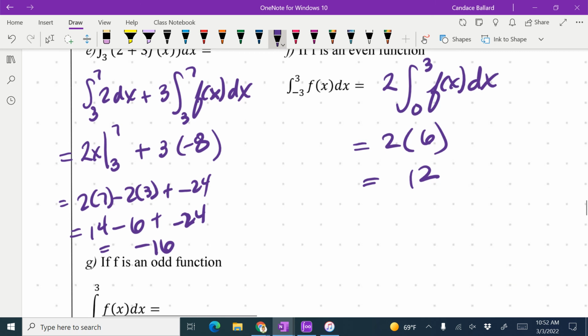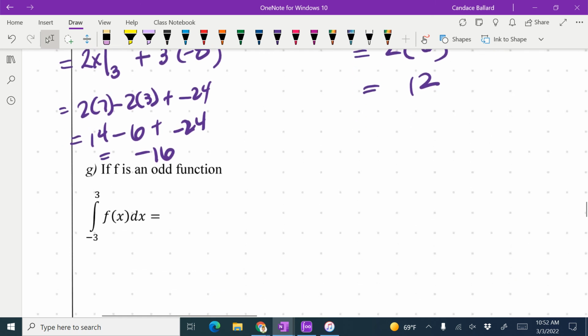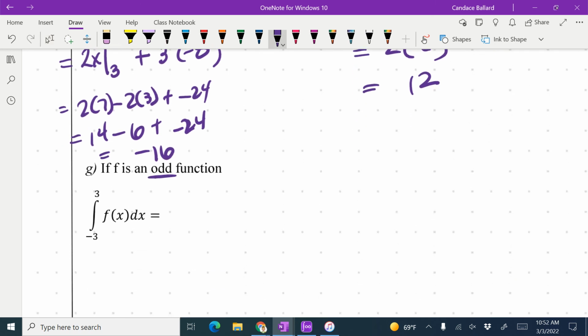Okay, it's the same in G, except they switched it to the word odd. If it's an odd function, when I go from negative to a positive of the same number, what's the value? 0. And I didn't even have to give you 3s, right? I could have given you 4s. I could have given you 6s. Doesn't matter. It's always 0. All right. We get 16.